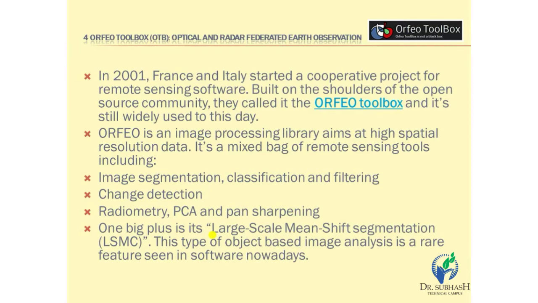Change detection: if we have our spectrography readings and we want to change the detection parameters, that should also be available in that software. Radiometry, PCA and pan sharpening, some of these words are used in that particular tool. So if we want to understand all these words, we have to find all the documentation, we have to read all the documents.